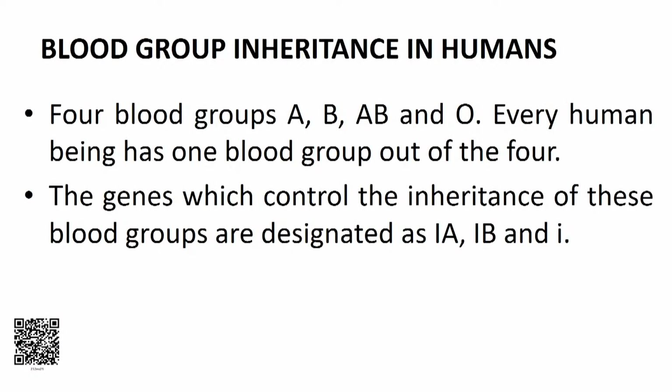Every one of us is born with genes inherited from our parents. Our blood group depends on the combination of a pair of genes, one of which is inherited from each parent, and there are 4 blood groups: A, B, AB and O. Every human being has 1 blood group out of the 4. The genes which control the inheritance of these blood groups are designated as IA, IB and small i.